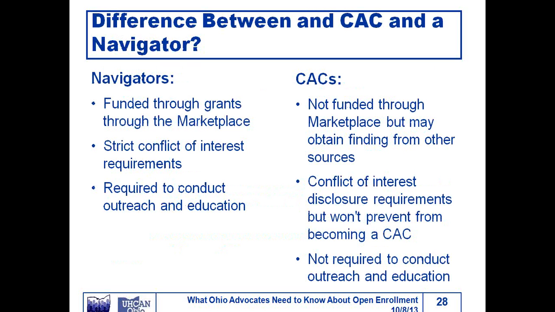So the differences between a certified application counselor and a navigator, we've covered this, but I'll say it one more time. Navigators are funded through grants through the marketplace by the federal government, and they have strict conflict of interest requirements, and they're required to conduct outreach and education. CACs are not funded through the marketplace or by the federal government, but they may obtain some funding from other sources. They also have conflict of interest disclosure requirements, but those won't prevent someone from becoming a CAC.